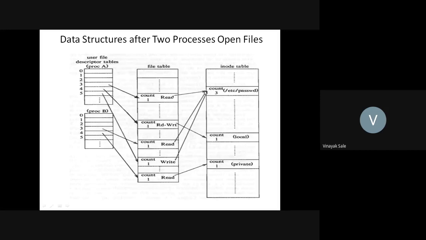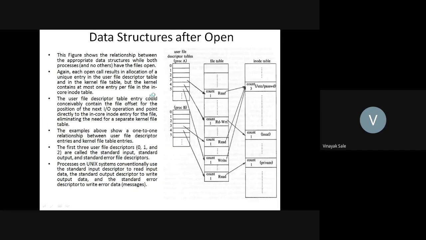So the password file is opened 2 times by the processes, one time by process A and another time by process B. So a number of processes can open the same file at the same time. Okay, so this figure shows the relationship between the appropriate data structures while both processes have opened the file.